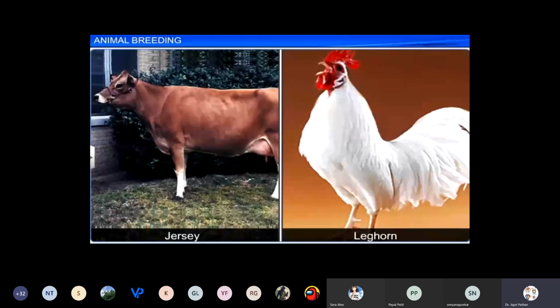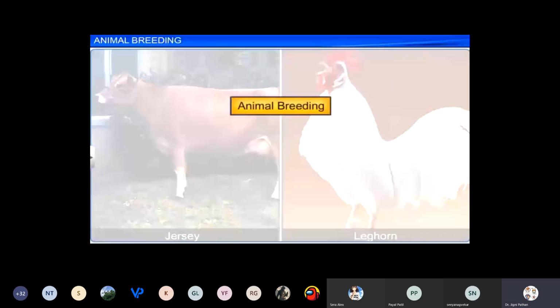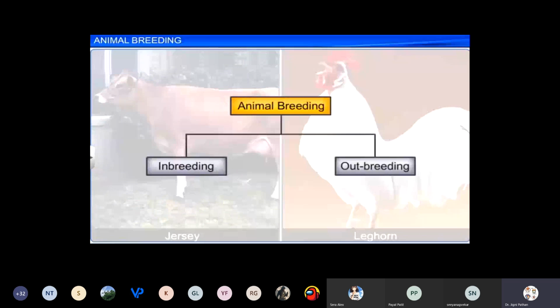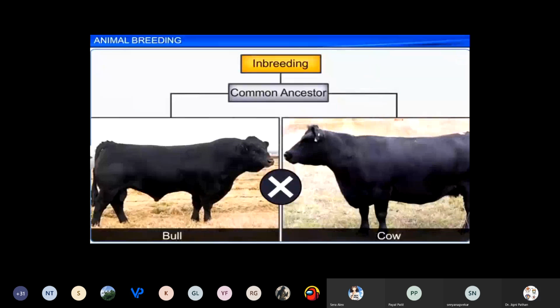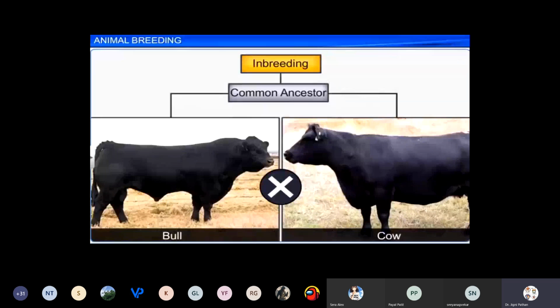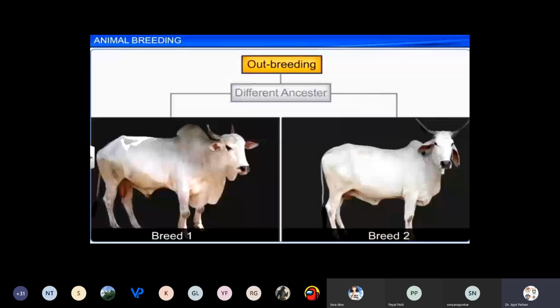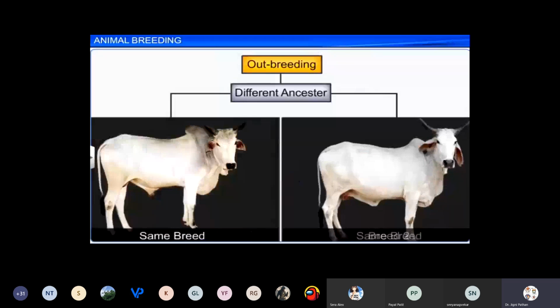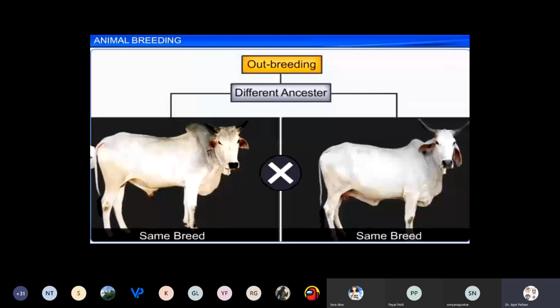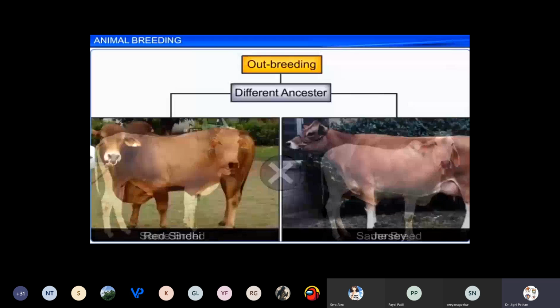Animal breeding is divided into two main categories: inbreeding and outbreeding. Inbreeding is breeding between animals belonging to the same breed with a common ancestor, whereas outbreeding is breeding between animals belonging to different breeds, or between the same breed but with different ancestors, or between different species. Let us learn more about inbreeding.